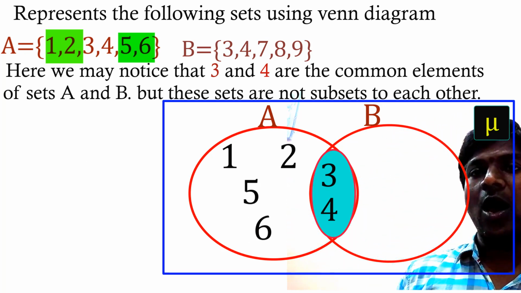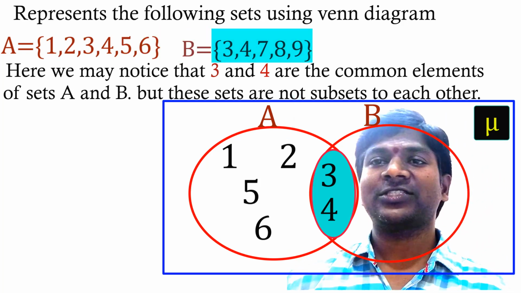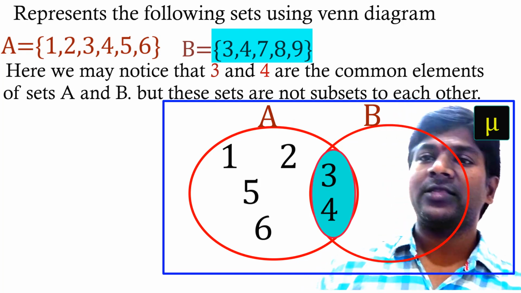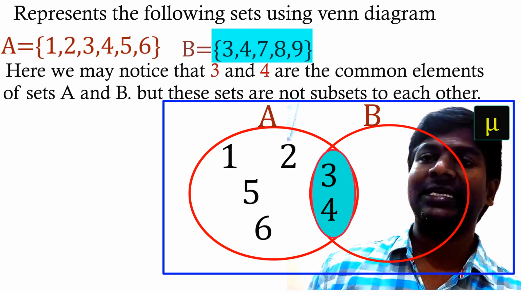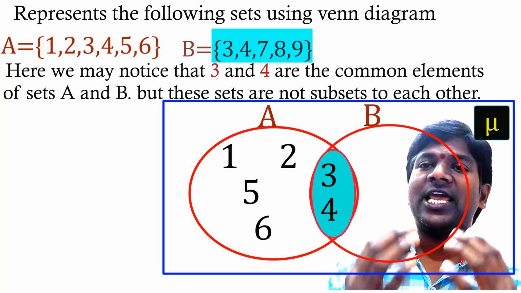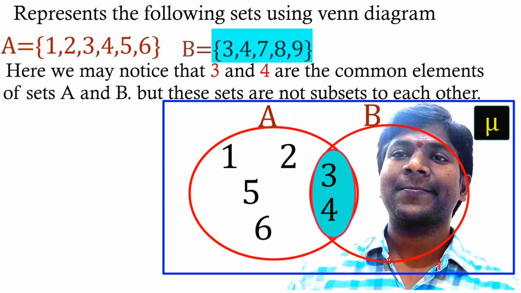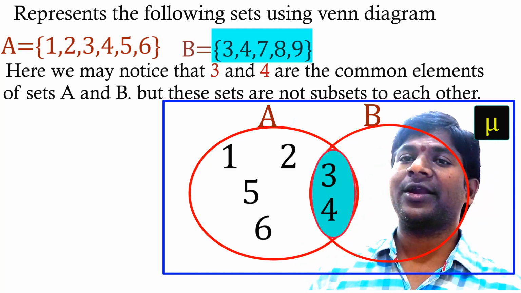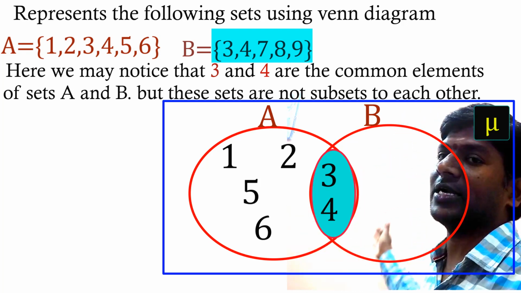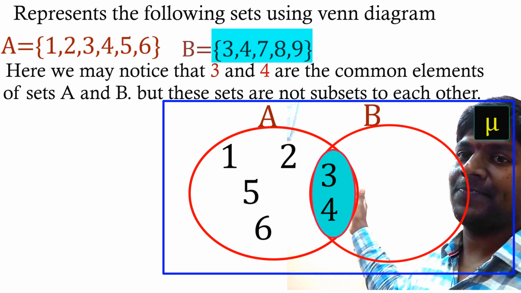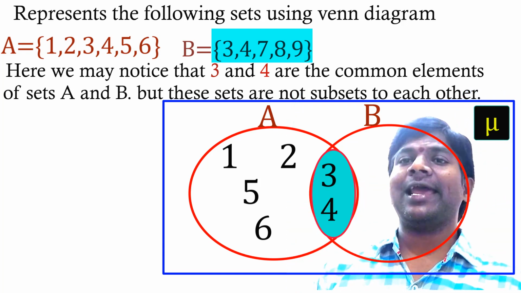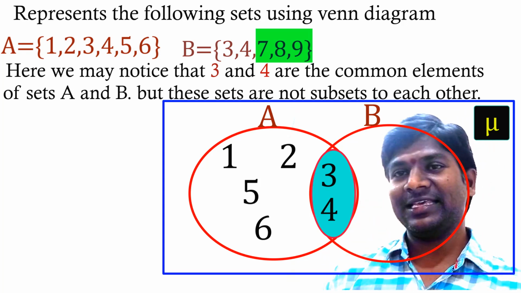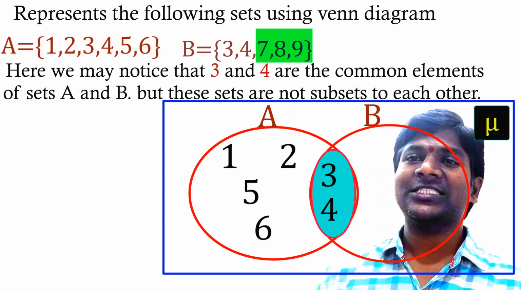And now let us write the elements of set B in the Venn diagram. What are the elements of set B, children? 3, 4, 7, 8, 9. Already 3, 4 elements are in the set B, and those 3, 4 elements are written in the common part of the sets. So what are the remaining elements of set B? 7, 8, 9. These are the remaining elements of set B.